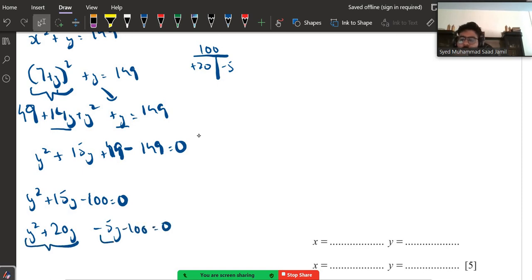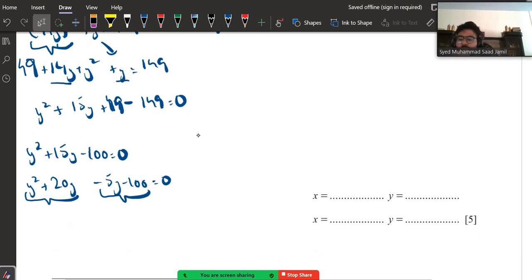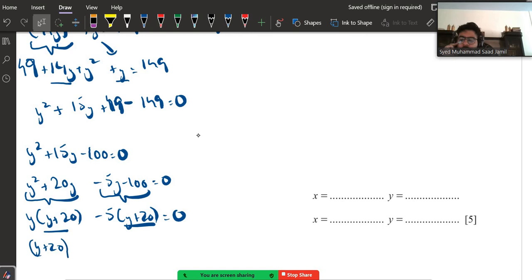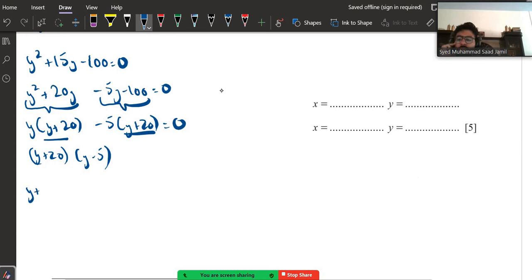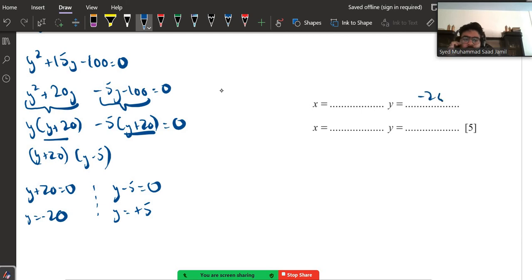Take common over here and take common over here. The common in the first one is y. So this goes to be y plus 20. Take minus 5 as common. This is also going to be y plus 20 is equal to 0. Take these two as common. So this is going to be y plus 20 bracket y minus 5. So the values of y are going to be y plus 20 is equal to 0, y is equal to minus 20. Second is going to be y minus 5 is equal to 0, y is equal to plus 5. So minus 20 and plus 5.